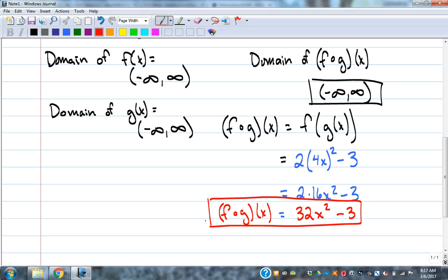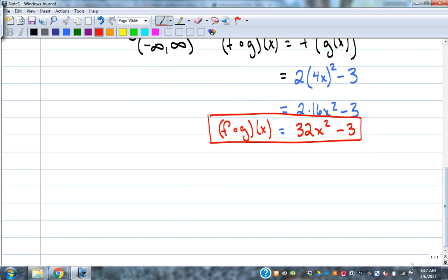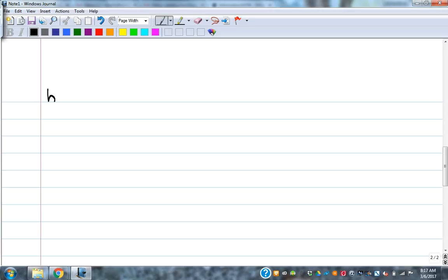Pretty easy on that one because there weren't any fractions involved or no restrictions on the domain there. So it's not an extremely difficult thing. All right. Let's look at a little bit more interesting one. Let's get f of x is 1 over x plus 5, and g of x is 4 over x minus 1.